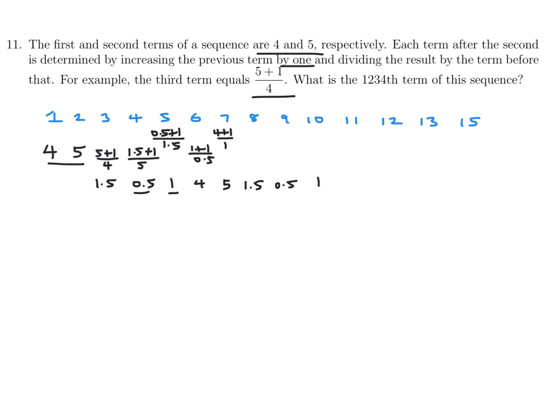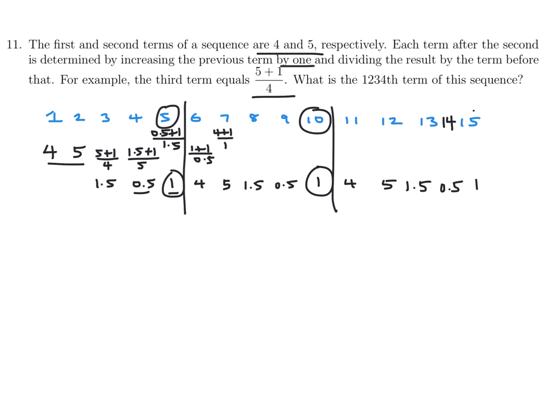And then 4, 5. Okay, so that basically means that this pattern repeats every 5. So that's pretty straightforward. So it looks like every multiple of 5 will be 1, like that. Oh, I didn't even, where's the 14? Didn't even put the 14 in. So this 13 would be 1.5, this would be 0.5, and the 15th term would be 1.